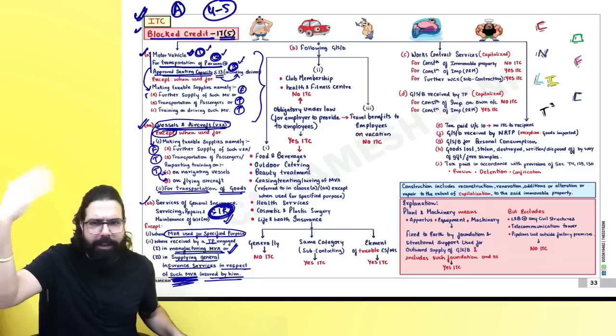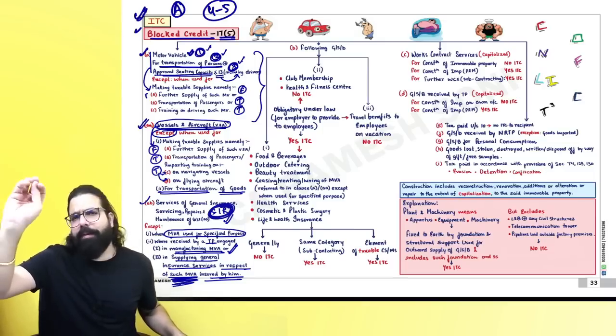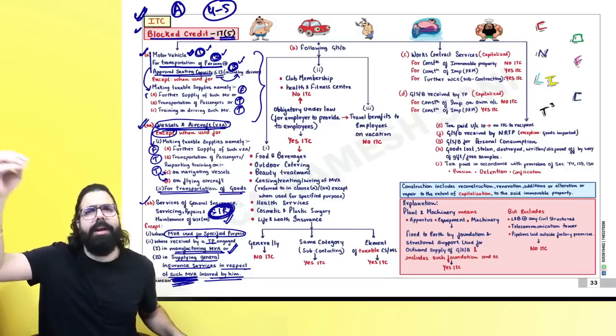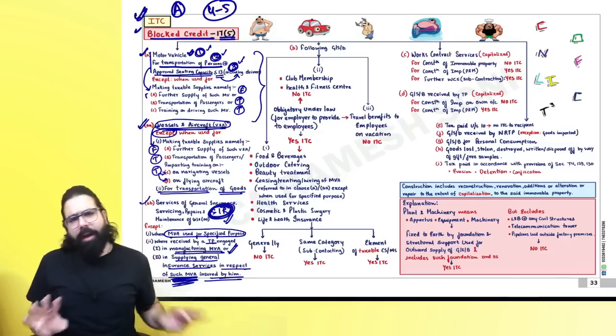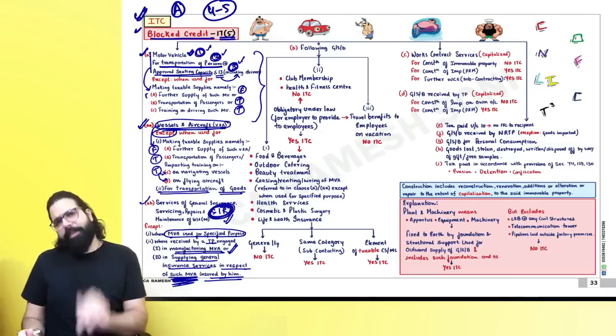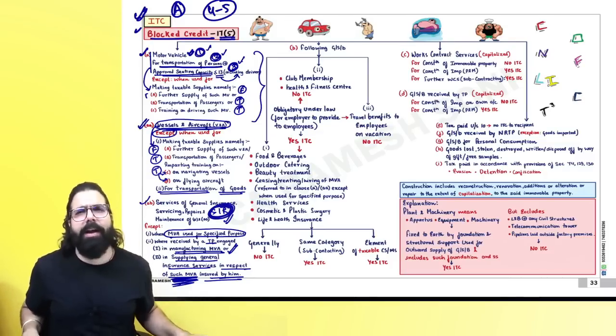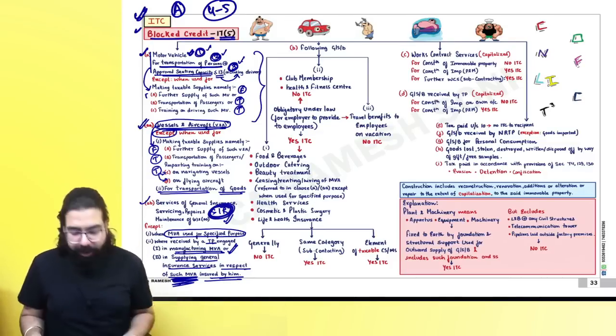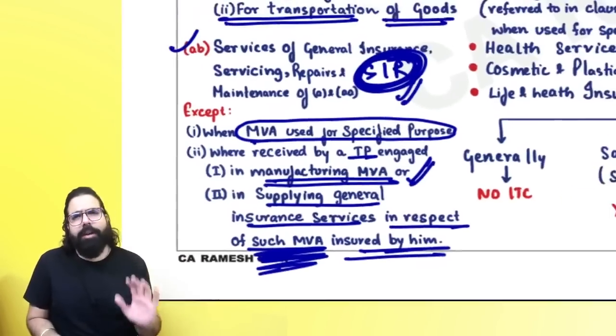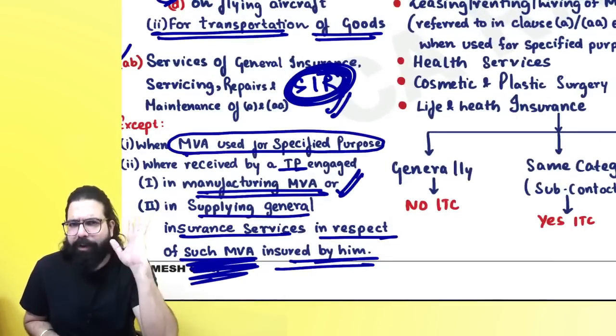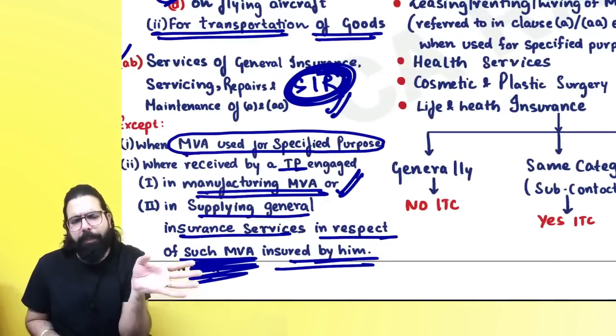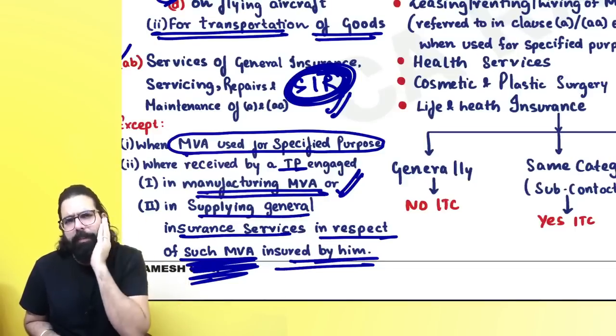Remember, in motor vehicle they never block transportation of goods. Motor vehicle used for transportation of goods is always allowed. Okay sir. Vessel and aircraft used for transportation of goods, they went and allowed the credit. Servicing, insurance, repair and maintenance, the credit is blocked, but if you are using it for your specified purpose, which is FTT, etc., the credit will be allowed.